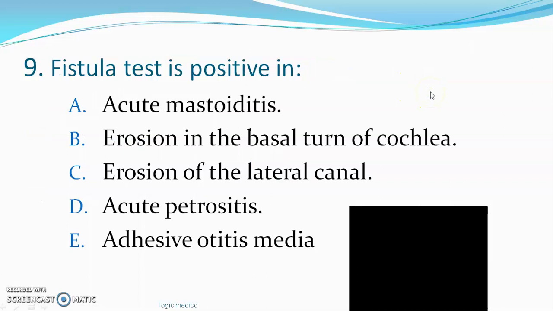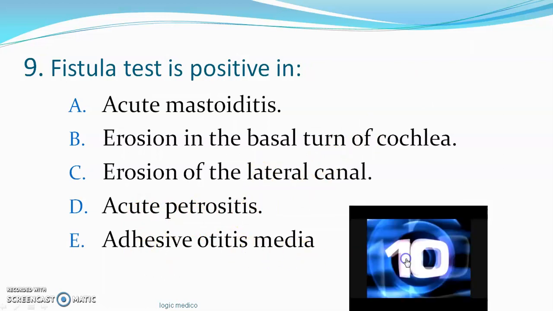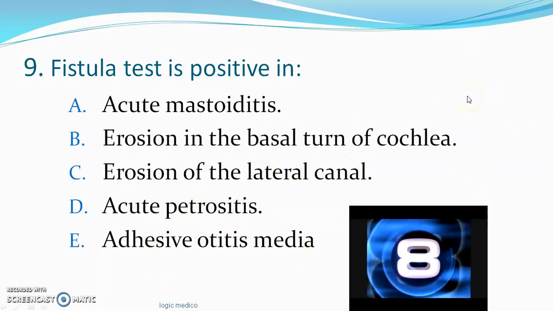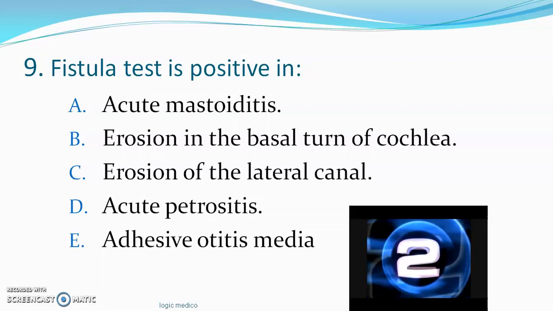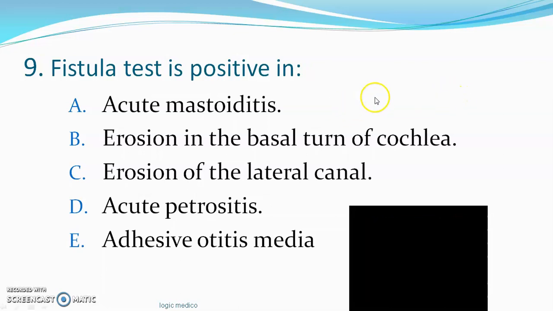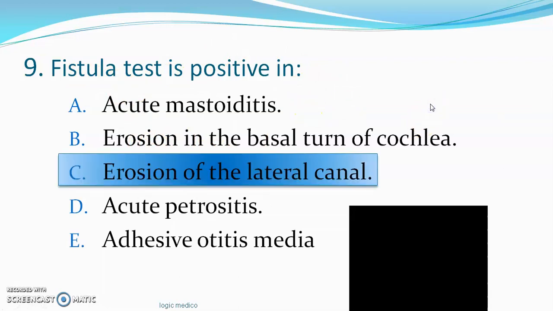Next question. Fistula test is positive in which of the following? Options: acute mastoiditis, erosion in the basal turn of cochlea, erosion in the lateral semicircular canal, acute petrositis, adhesive otitis media. Your time starts now. First of all, fistula means there is some hole somewhere, an abnormal connection between two luminal organs or a luminal organ with the exterior. So there is a hole, so it should be one among these two. Can you guess which one? The answer is erosion of the lateral semicircular canal. Option C is the correct answer.